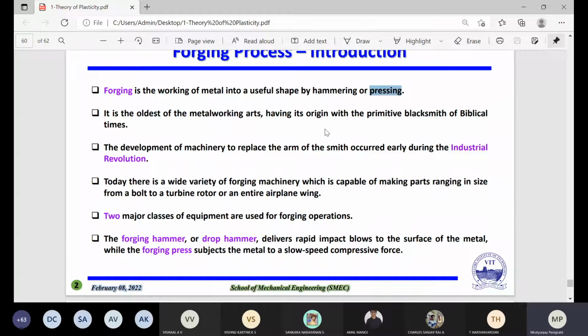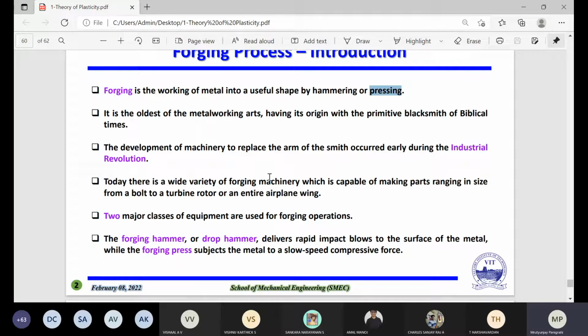And it is the oldest of the metalworking arts, having its origin with the primitive blacksmiths of biblical times. So maybe the ancient time; you can go to the book if you want to study the history of where it started. It is clearly mentioned there. I didn't put everything in the PPT because we cannot put everything. But if you are interested, compared with rolling or extrusion, forging is the oldest one. So we are comparing with the blacksmith.